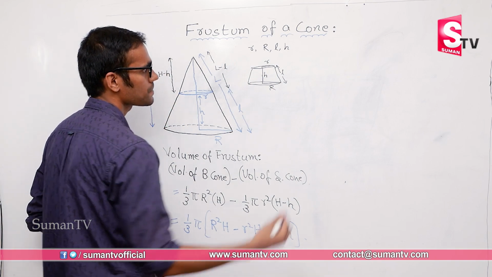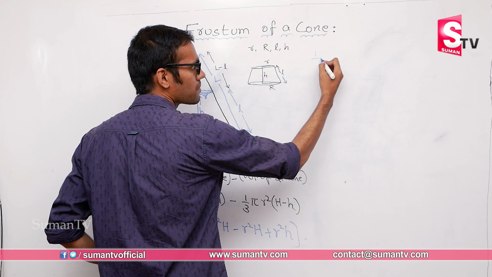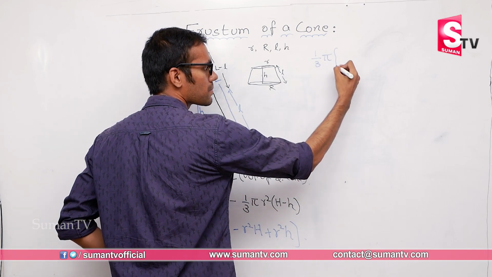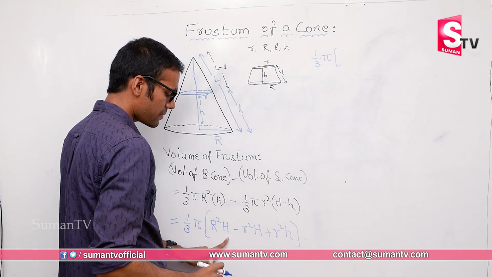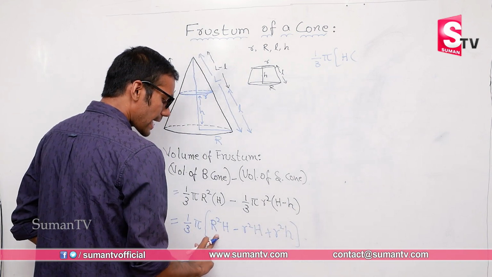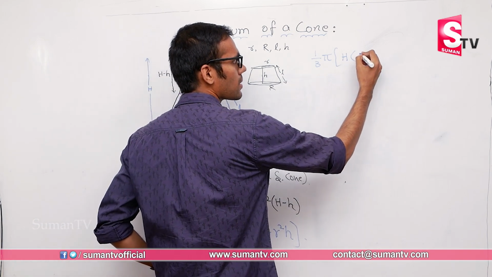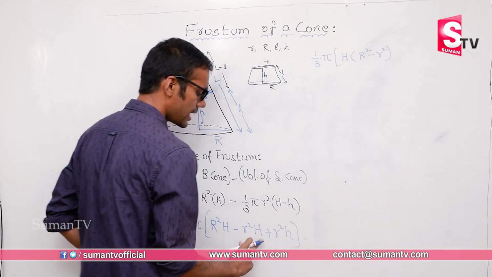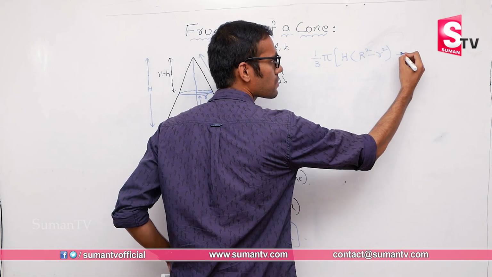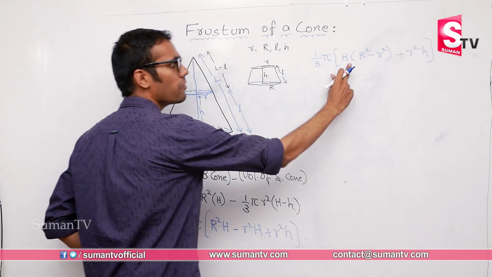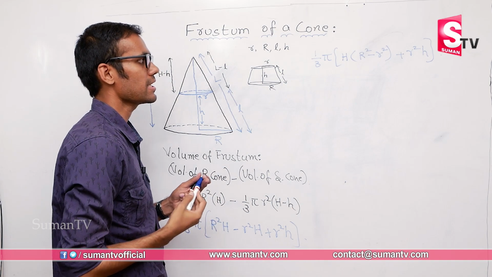So what will I get? 1 by 3 pi into, if I take capital H common, I will be getting capital H into capital R square minus small r square, and I already have plus small r square small h. Now how do we eliminate the value of capital H?